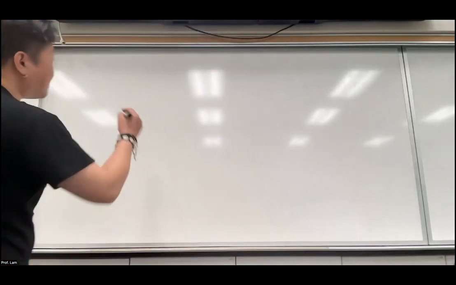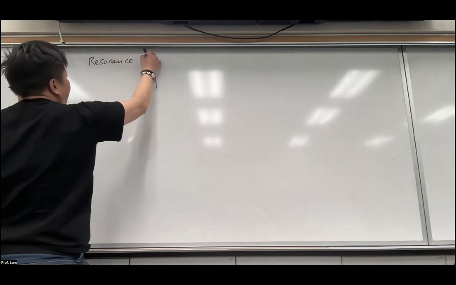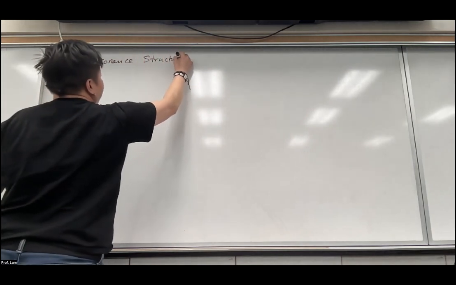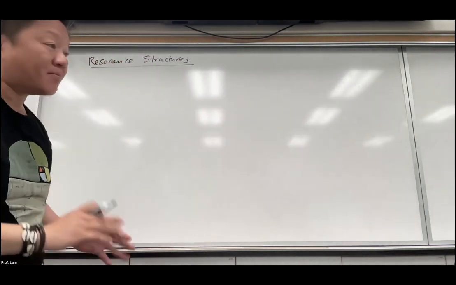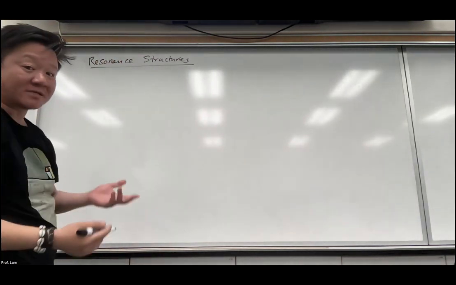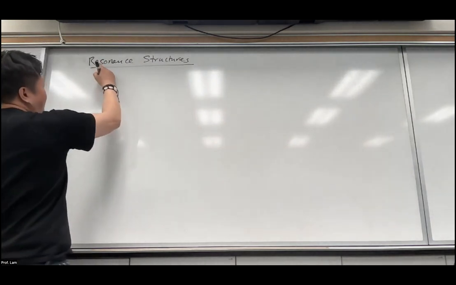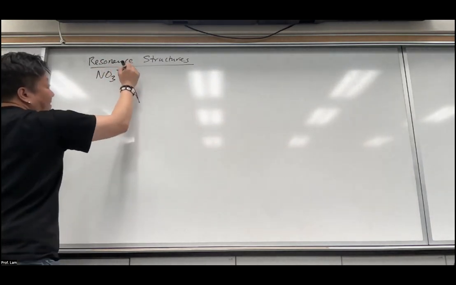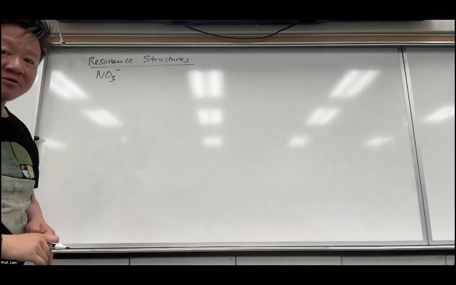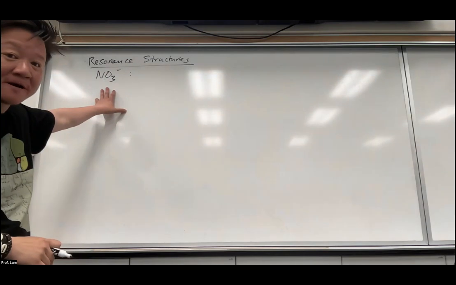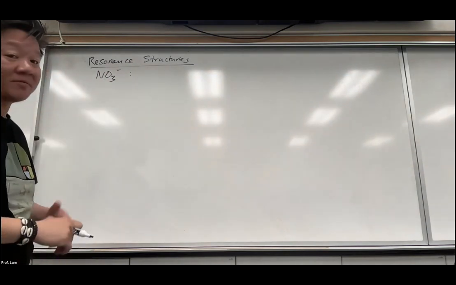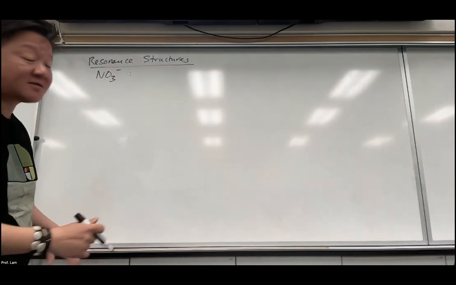So this next one is called resonance structures. Okay. And the best way to explain that is let's just go with an example problem. It will make a lot more sense what resonance structures are. So let's do NO3 minus as our structure. You'll recognize that as the nitrate polyatomic anion, right? Nitrate, NO3 minus.